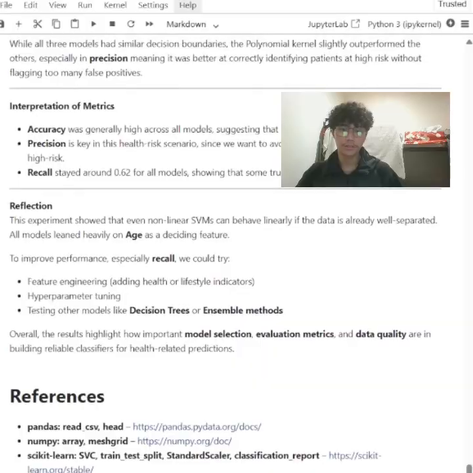So for our conclusion, we hope this demo has provided clear insight into our SVM heart risk classification project. It shows the importance of model selection, thorough evaluation, and data quality in building reliable predictive tools, especially in critical applications like healthcare.